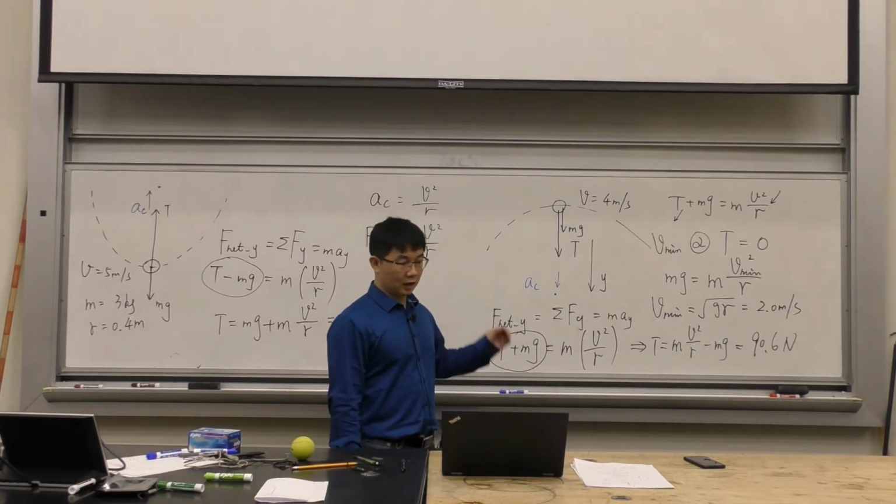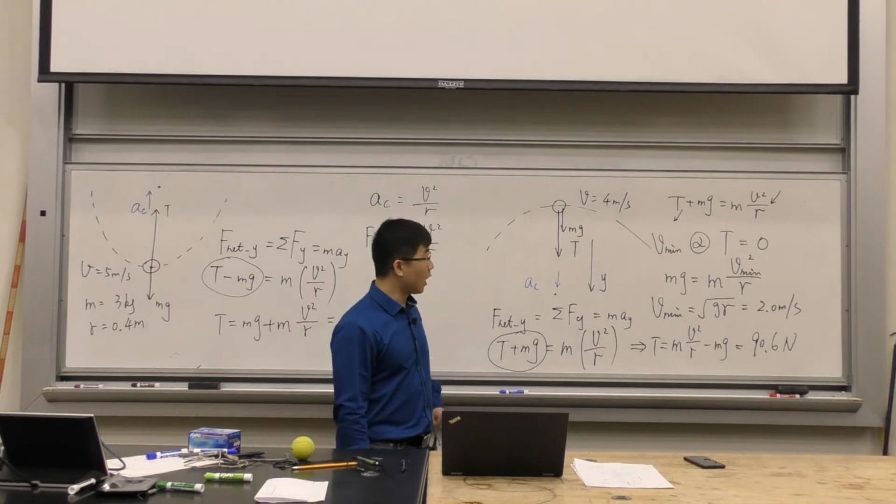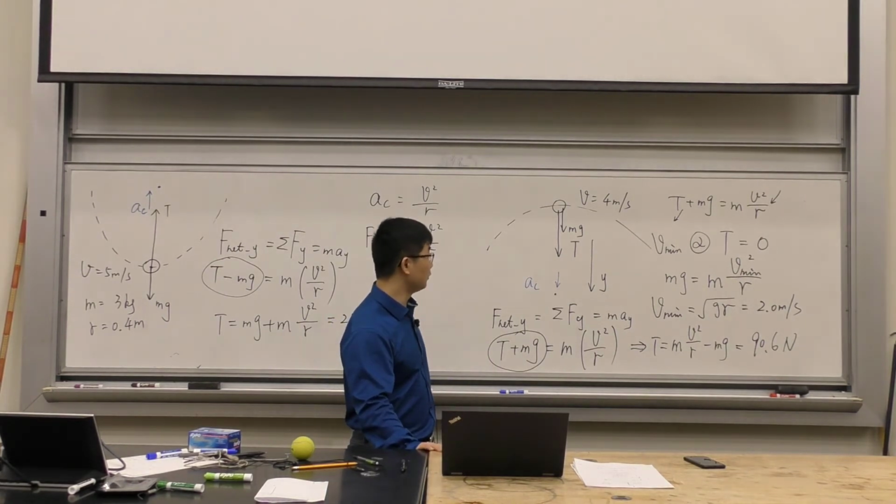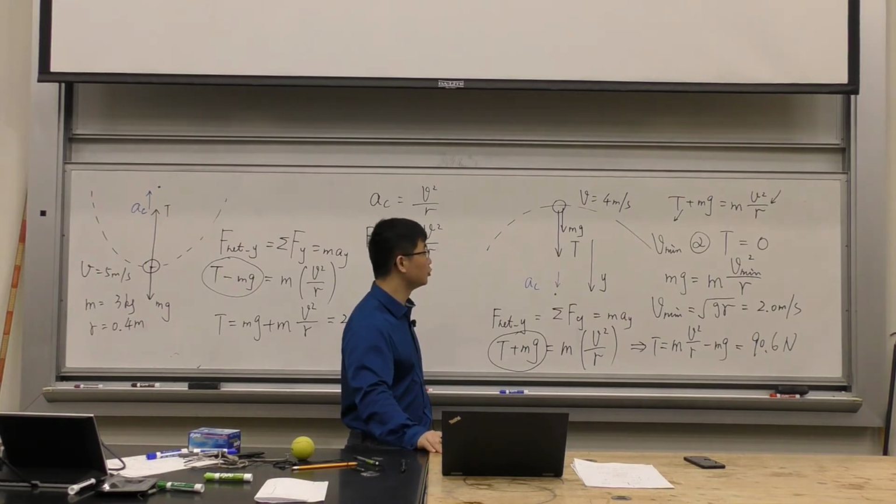So at this point, I usually get this question a lot. A lot of people would ask, well, how would I know that the minimum speed occurs when the tension equals 0? Right? This doesn't look intuitive to me.